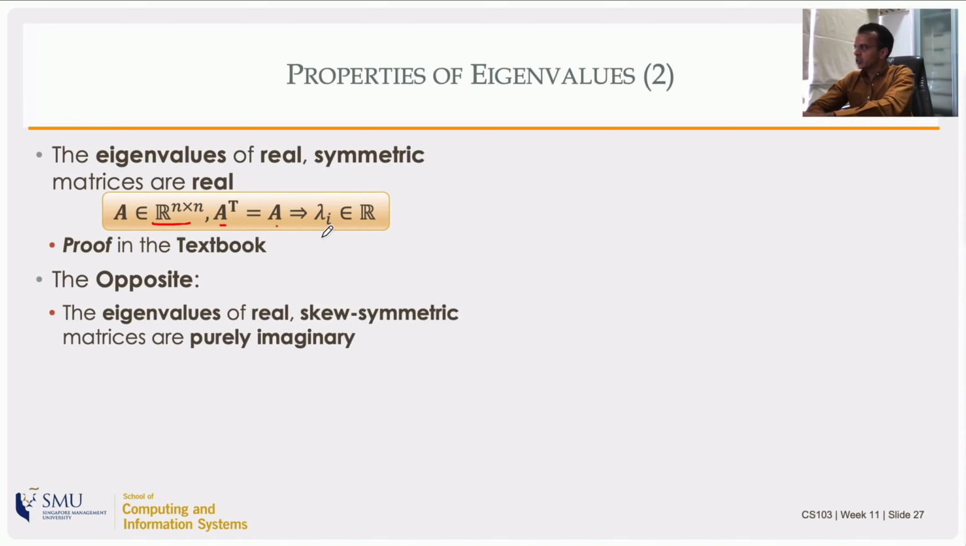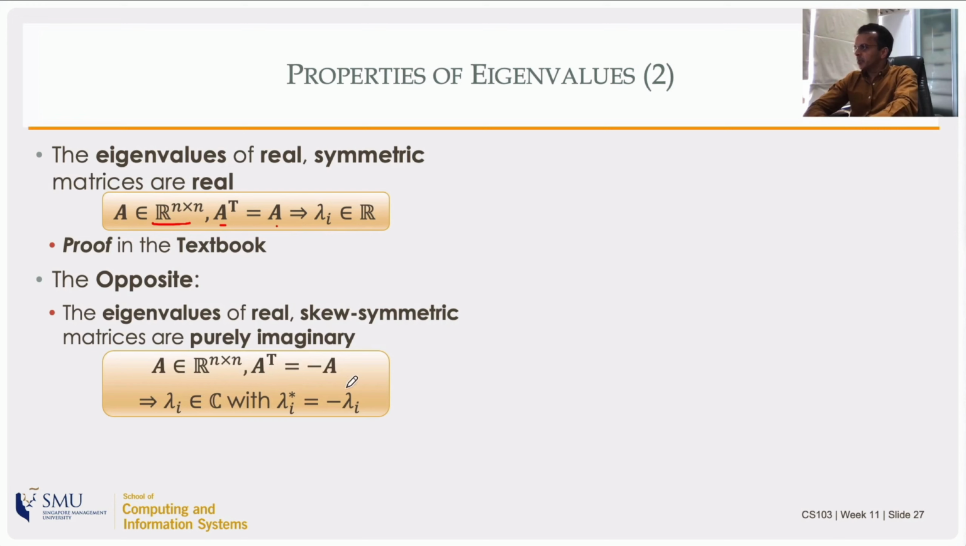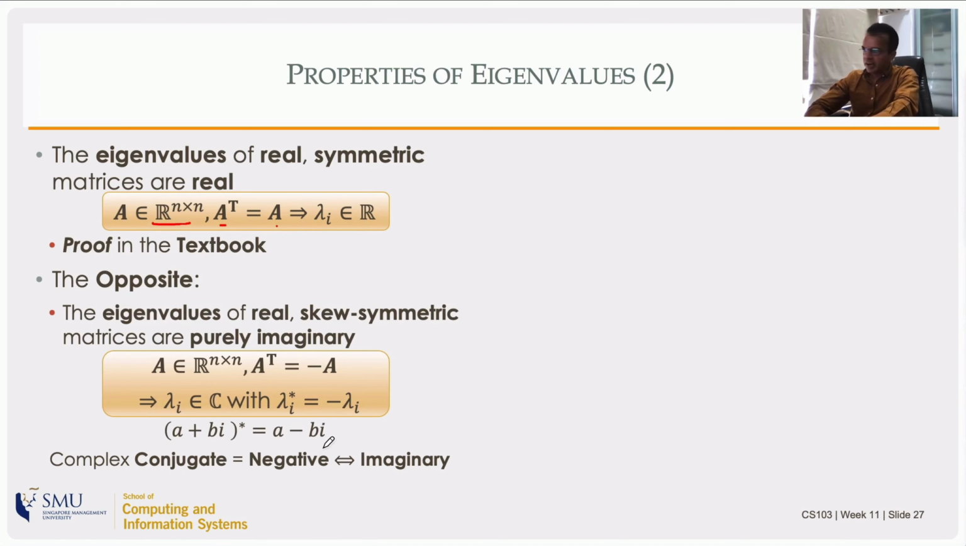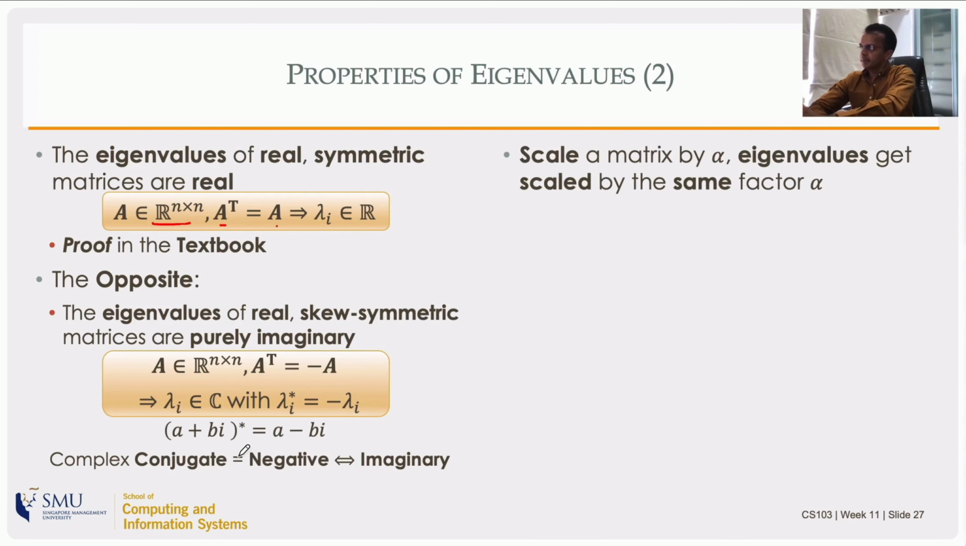The converse of this is also true. The eigenvalues of real skew-symmetric matrices are purely imaginary, which is what we saw for the rotation matrix. So if A transpose is minus A, then lambda i will be such that its complex conjugate is minus the number. Remember, the complex conjugate of a plus bi is just changing the sign of i, so it is a minus bi. And if the complex conjugate is the negative of the original number, that means it's purely imaginary. The imaginary part changes sign.